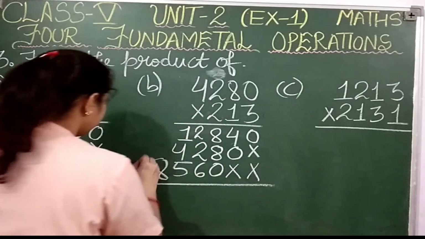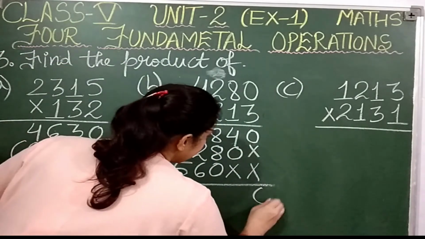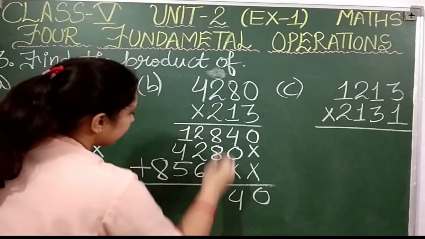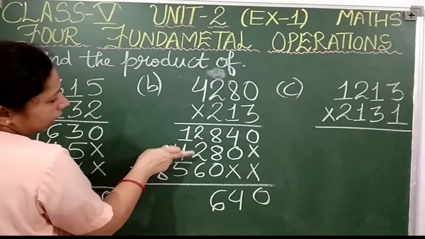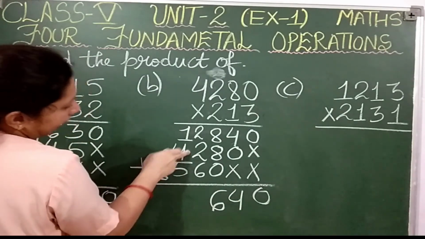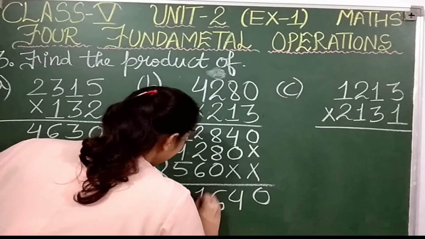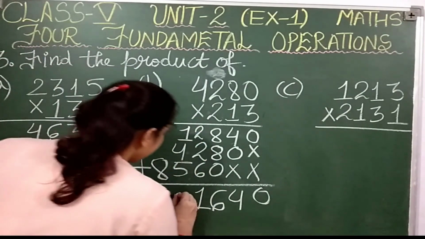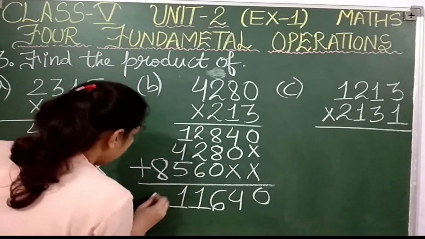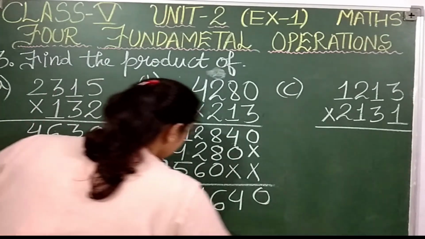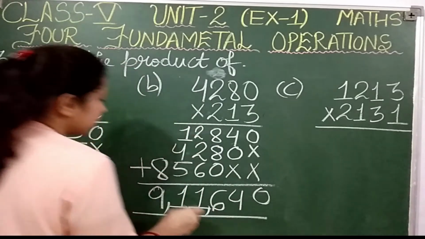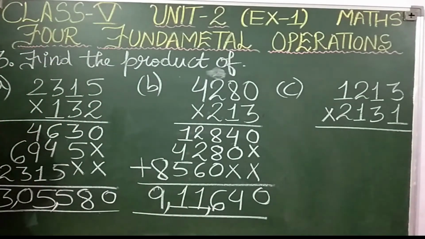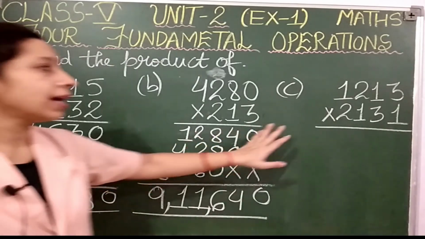Let us add. So 0, 4, 8 plus 8, 16. 1 carry over. 6 plus 2, 8, 8 plus 2, 10, 10 plus 1, 11, again 1 carry over. 5 plus 5, 10, 10 plus 1, 11, 1 carry over, so 8 plus 1, 9. So my final answer is 9 lakh 11, the product is 9,11,640. Clear, students?